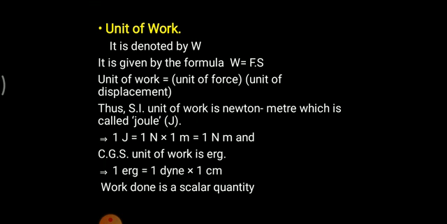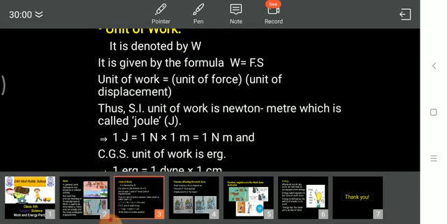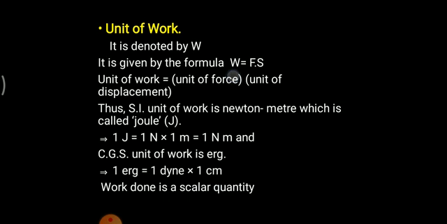What is work done? Work done is always denoted by W, capital W. It is given by the formula W equals force dot displacement, force into displacement. As I told, work done, that is W, equals F times S, where F stands for force and S stands for displacement. So work done is always the multiplication of force into displacement. Whenever force is there and the body is getting displaced, we say it is work done.